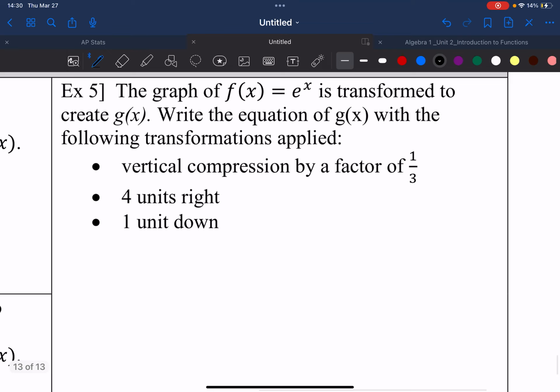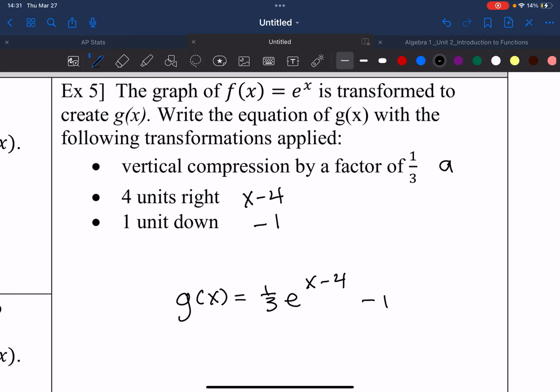Number 5 wants us to write the new function. So vertical compression is a. 4 units to the right means x minus 4. 1 unit down is minus 1. So this is going to be g of x is equal to 1/3 e to the power of x minus 4, minus 1.